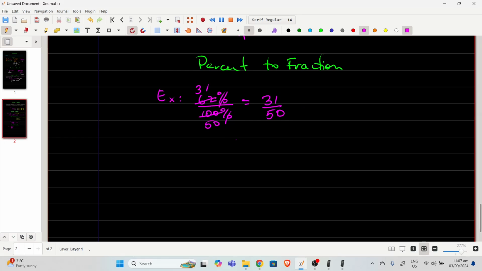Let's do the 75% as well, so you can see what I'm talking about. So 75% divided by 100%, cancel the percentage symbol. 25 into 75 is 3. 25 into 100 is 4, and you'll be able to get that. Okay, so now you know how to convert among your percentages, your fractions, and your decimals.